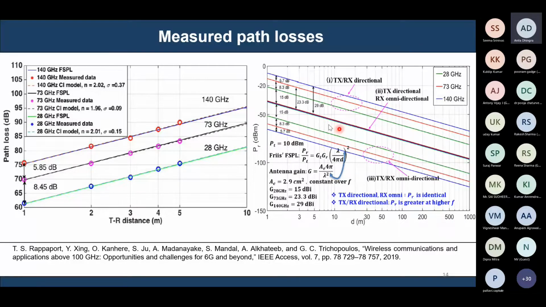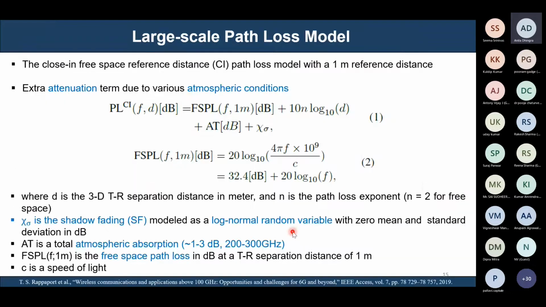Am I reachable? Correct, everyone? So my received power is reducing when I increase my distance. Now this is happening because of the path loss formula: the free space path loss.